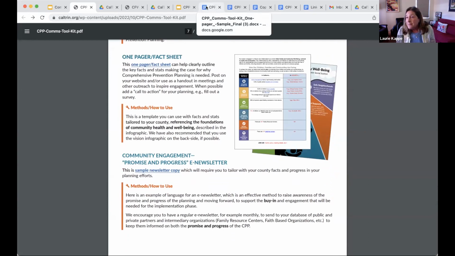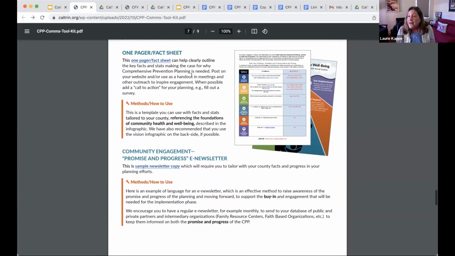So another method that people use, and this is a good tool for you, is if you're meeting with another CBO, or you're meeting with a county board of supervisors or somebody else in your community, and you just want to be able to hand them a real quick fact sheet to make the case of why we're doing this comprehensive prevention planning and what we're doing to realize this vision.